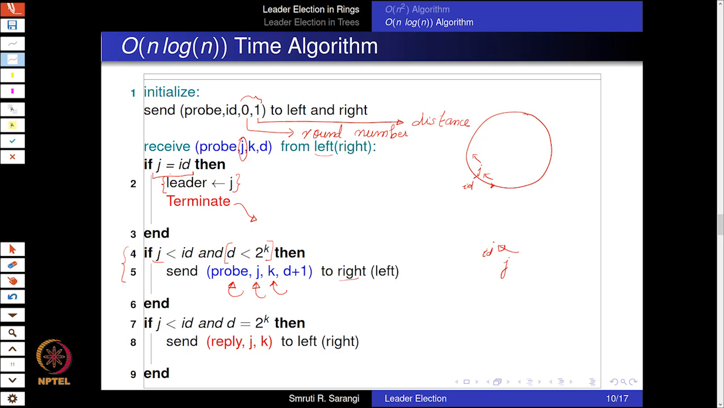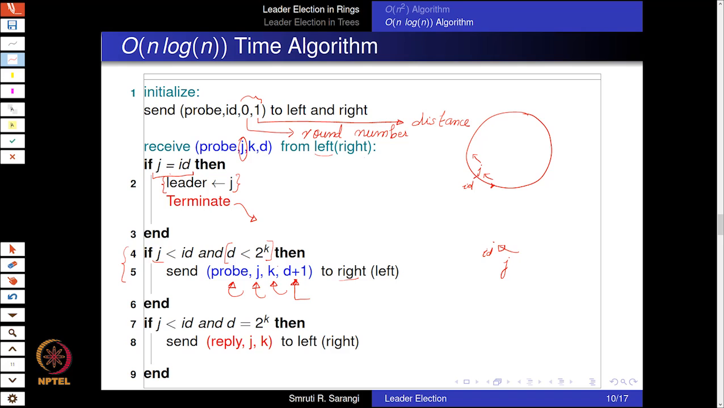This still remains as k. So k is basically the round number, which is the same. We don't increment the round yet. But we say that its distance from the original node has increased by 1. So this becomes d plus 1. Right. So what we do is we make this distance check.